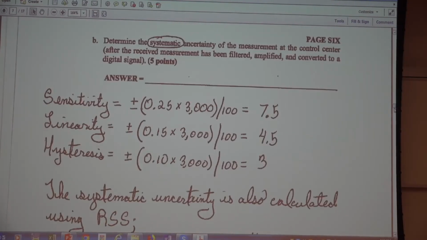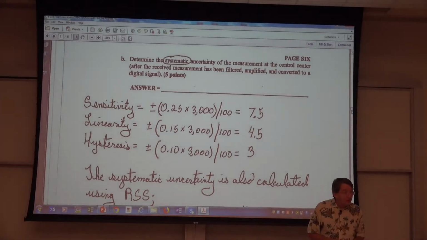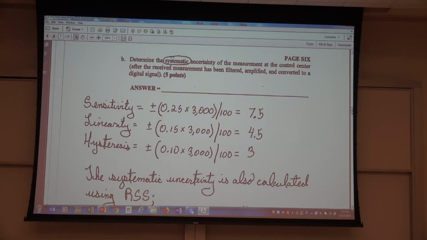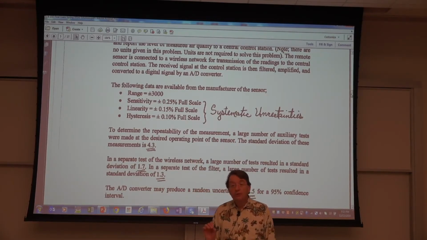Part B says, tell me the systematic uncertainty. So what we've just covered is the random uncertainty. Now, there's a systematic uncertainty, and it turns out the only element that has a systematic uncertainty is the sensor. So I go back up here and I say, wait a minute, how do I know that? And this was given in the problem. Now, we didn't cover these 3 specifically in Chapter 2. But when you get a problem like this on the final, all you have to recognize is that these three items, sensitivity, linearity, and hysteresis, are systematic errors. So these become systematic errors.